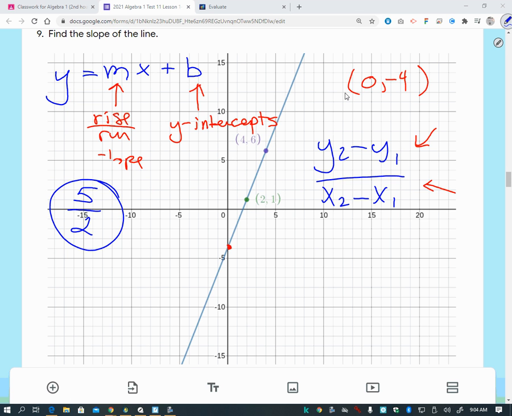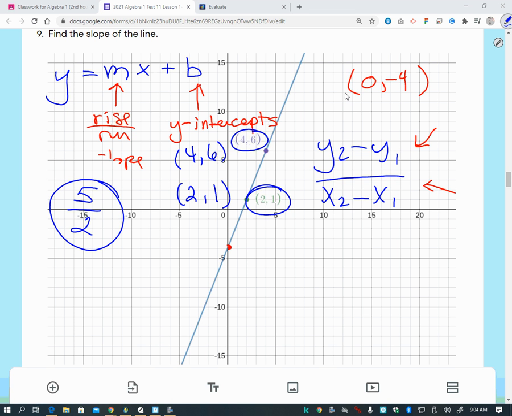Okay, let me erase some of this. Can you guys see these two numbers well enough? Can you see those two sets of coordinates? Okay, this one is 4, 6, and this one is 2, 1. Okay, what is y2?